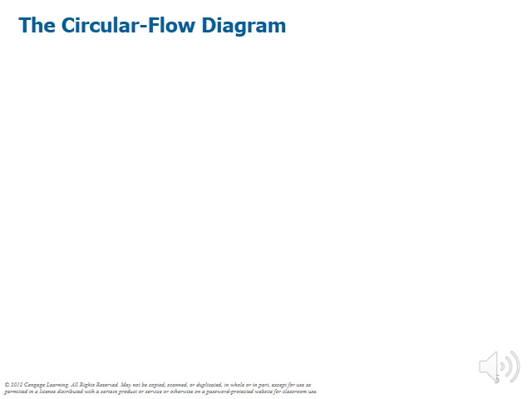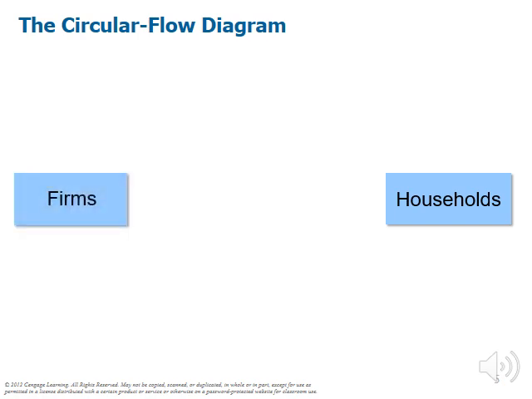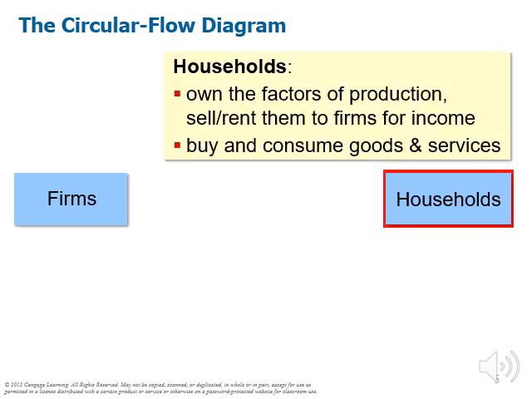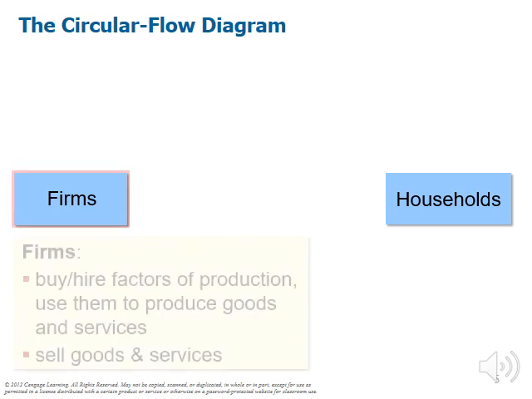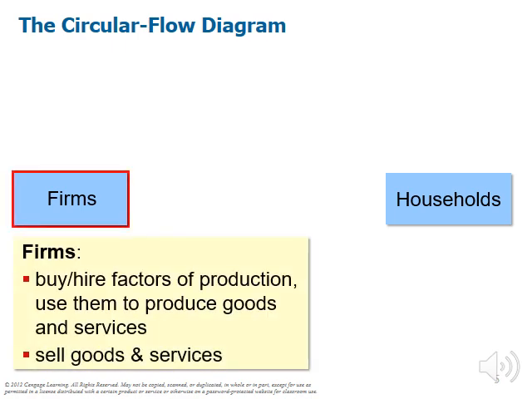If you recall, we had two agents in our circular flow diagram, households and firms. Households own and sell the factors of production to firms, in which case they receive income, which is spent on goods and services. Firms hire or buy the factors of production from households and then produce output that they can sell as goods and services in the product market.